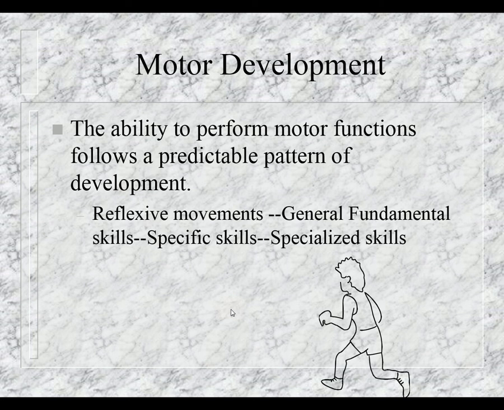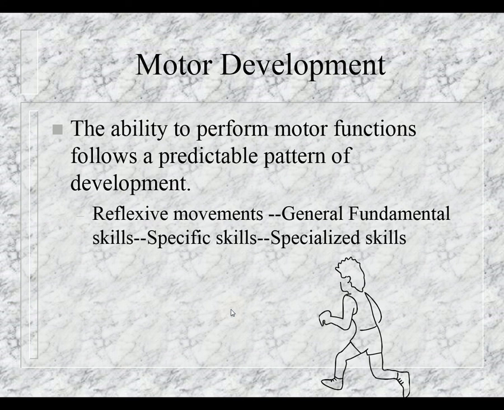Motor development, the ability to perform motor functions, follows a very predictable pattern. We go from very reflexive movements in infancy, things like sitting, crawling, reaching, to more general fundamental skills that would be common to children, things like running, jumping, catching, throwing. So first I have to learn to sit and crawl and reach before I can run, jump, and catch.